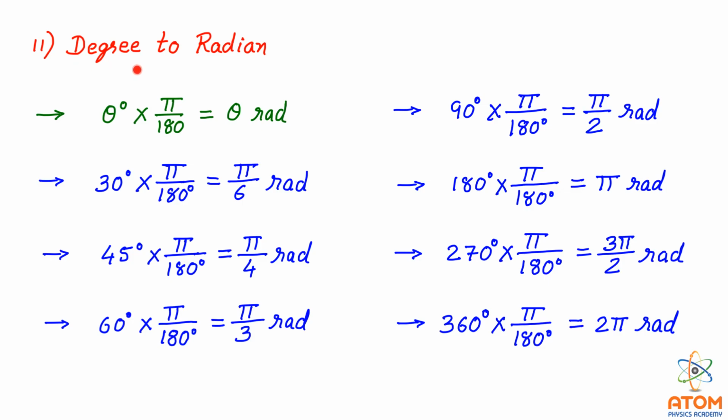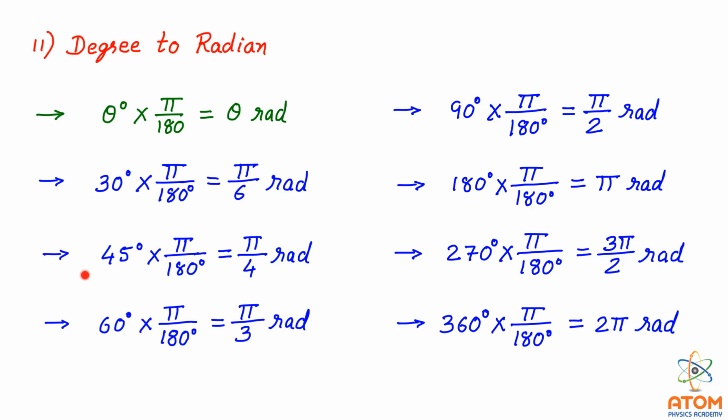Here we will convert degree to radian. So first of all let us see 30 degree. 30 degree multiplied by pi by 180 becomes pi by 6 radian. 45 degree multiplied by pi by 180 becomes pi by 4 radian. 60 degree multiplied by pi by 180 becomes pi by 3 radian. 90 degree multiplied by pi by 180 gives pi by 2 radian. 180 degree multiplied by pi by 180 gives pi radian. 270 degree multiplied by pi by 180 gives 3 pi by 2 radian, and 360 degree multiplied by pi by 180 gives us 2 pi radian.